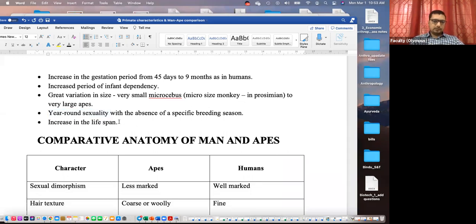Next, we also have long life. Compared to them, we show increased lifespan.